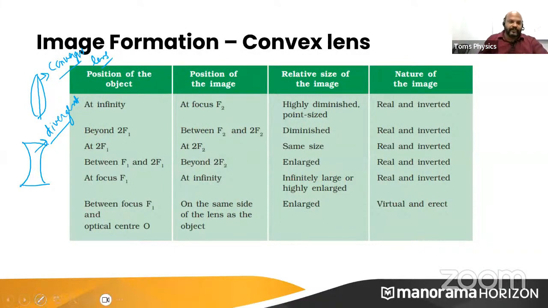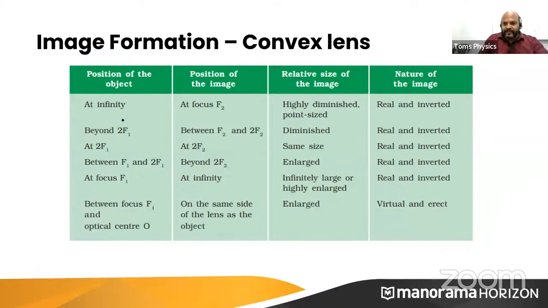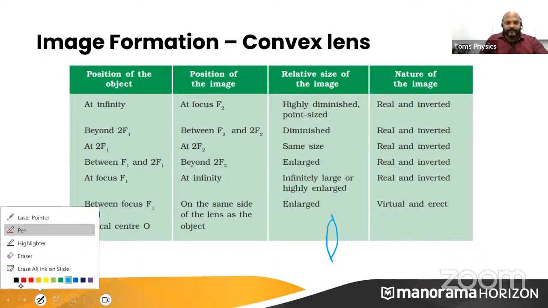Let's understand those first. If the object is at infinity, so here let's say that we have a lens, and this is the principal axis again.